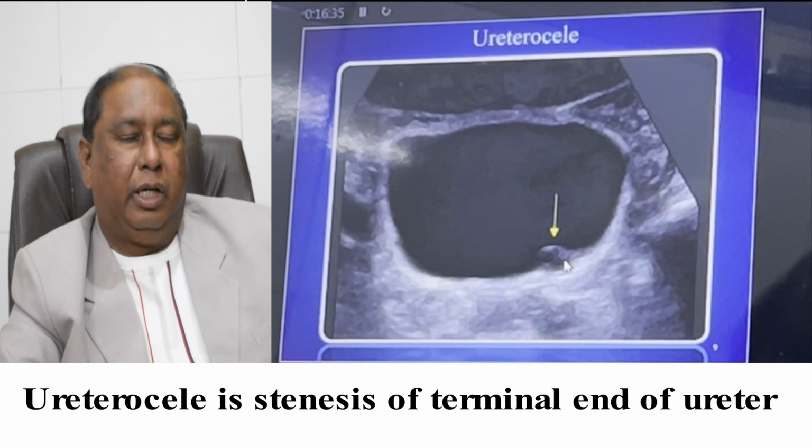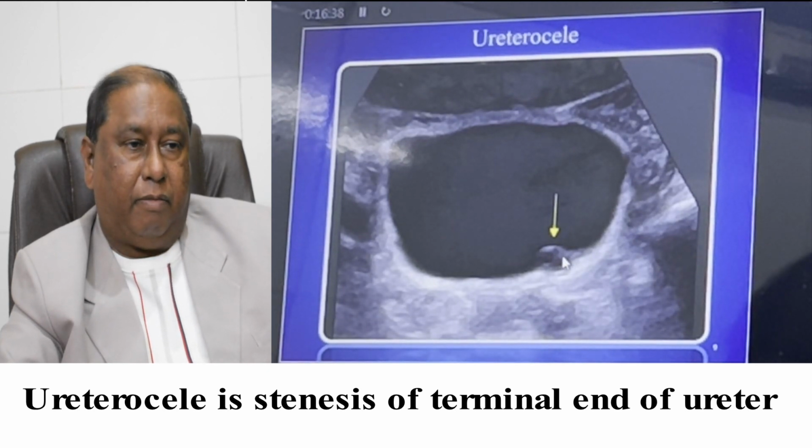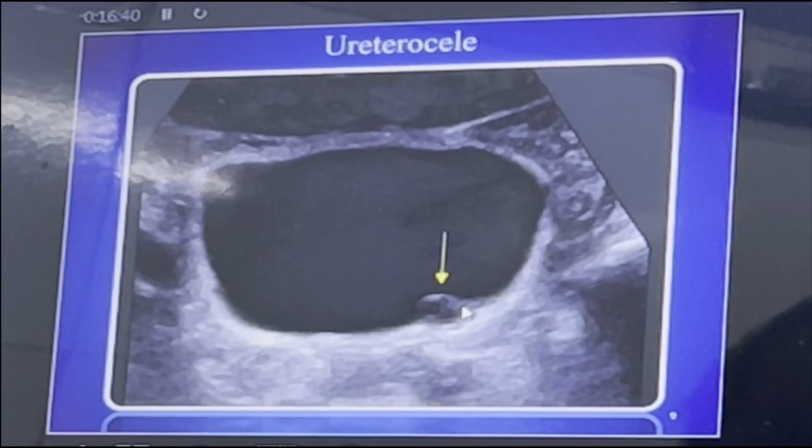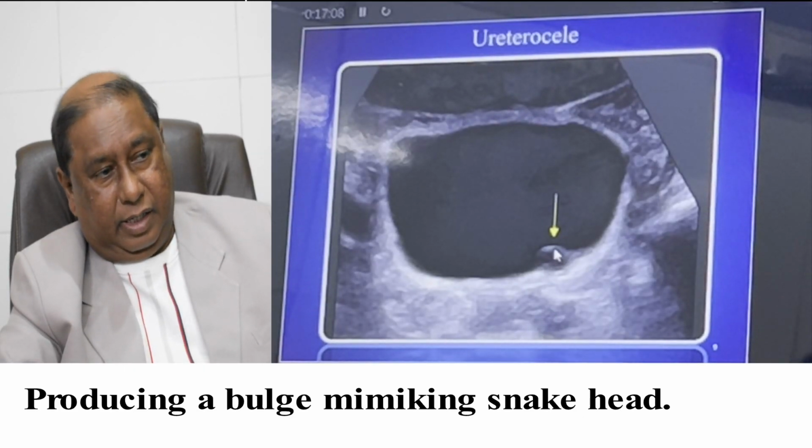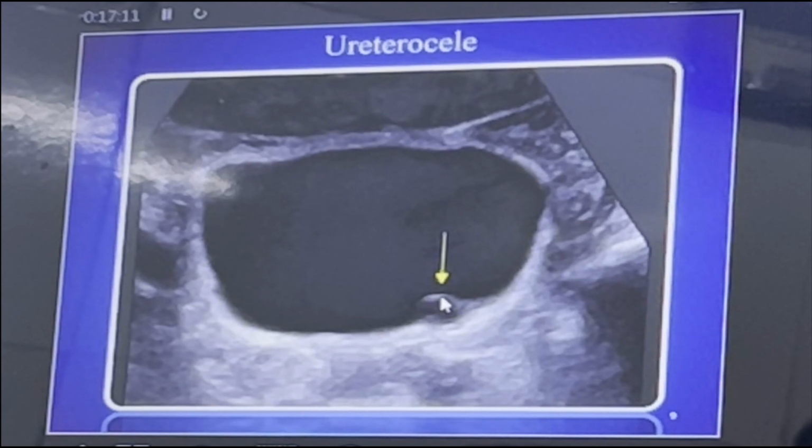It is due to stenosis of the ureter at the terminal end of the ureter, with intrusion of ureter into the urinary bladder. Here, the ureter intruded inside the urinary bladder. And there would be sharp ureteric jet, which is seen protruding and bulging, mimicking the snake head. Looks like a snake head.